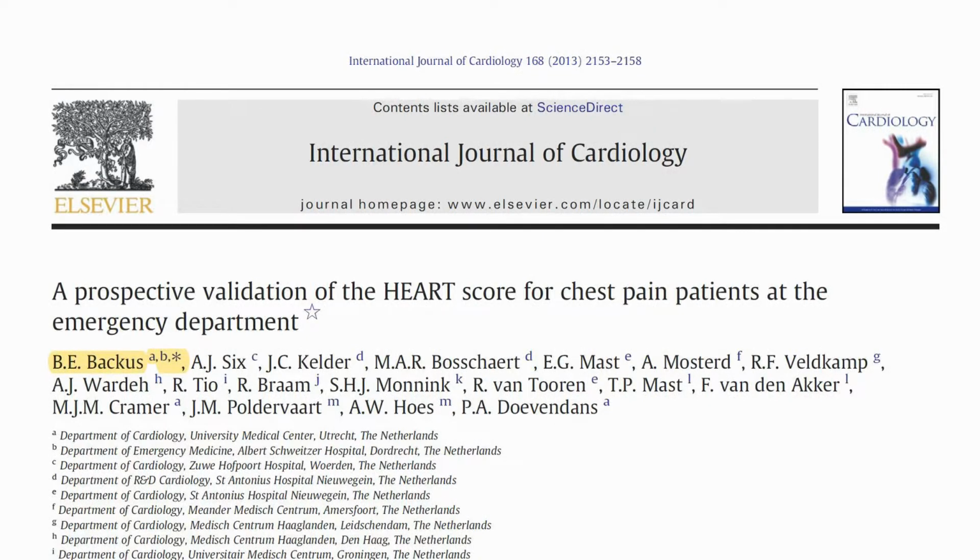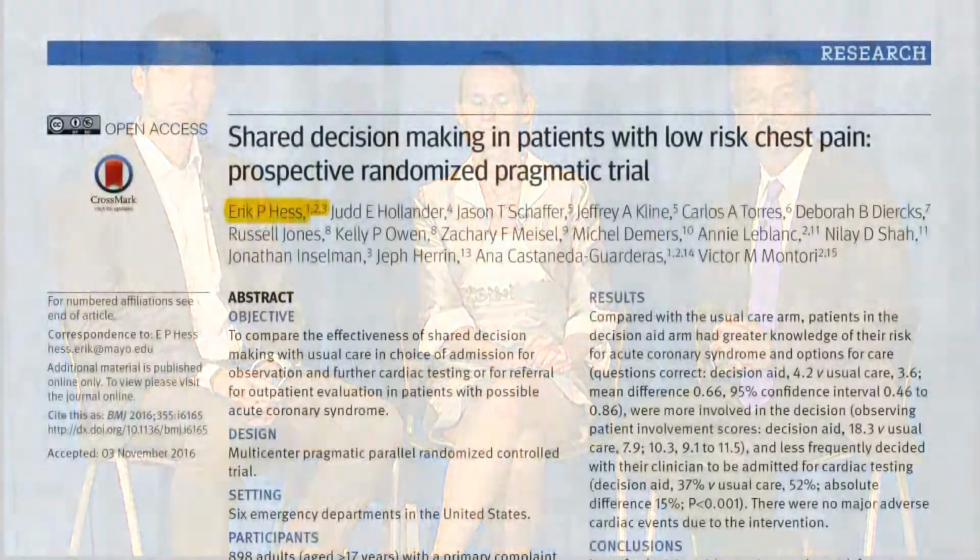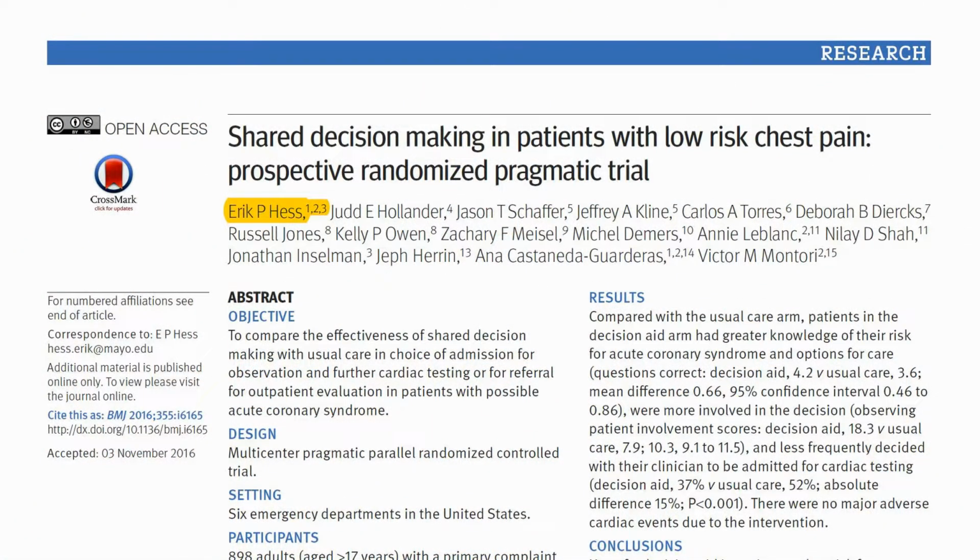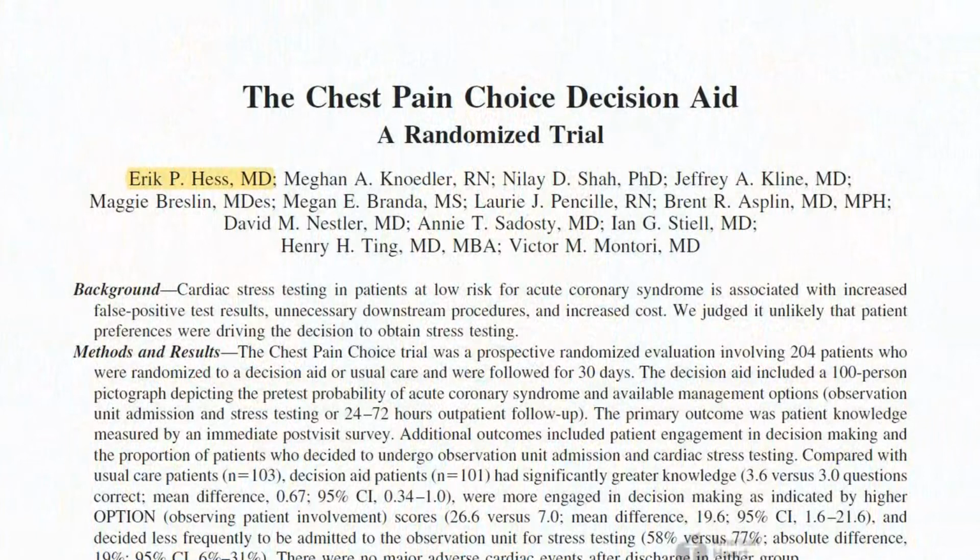With me today are Dr. Barbara Bacchus, who is an emergency medicine physician in the Netherlands, who is the lead author on the heart score study, as well as Dr. Eric Hess, who is world's expert and a very prolific author with the use of shared decision-making, with specifically the use of chest pain choice with evaluation and disposition for chest pain patients in the emergency department.